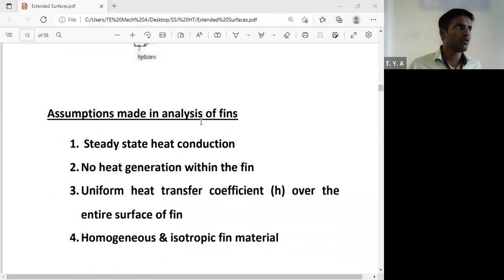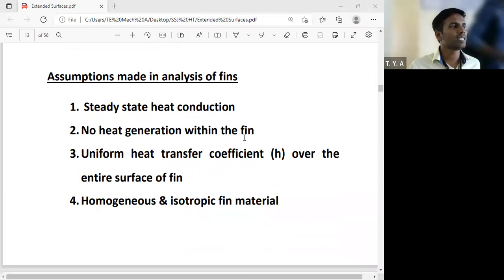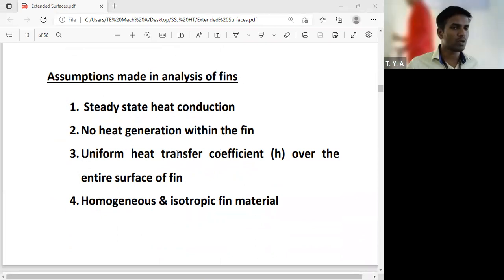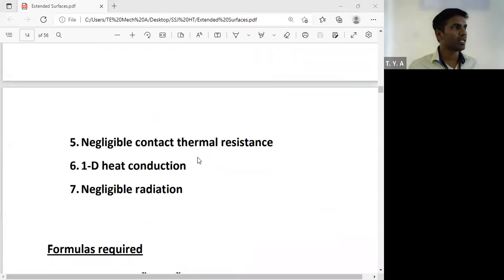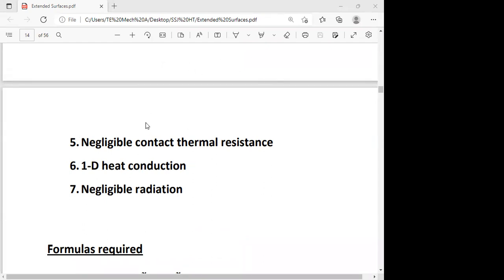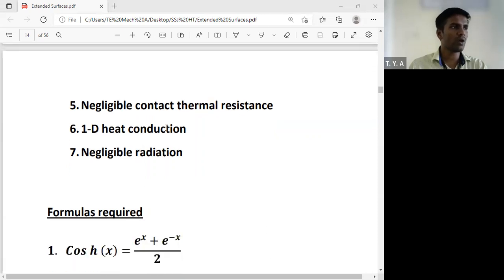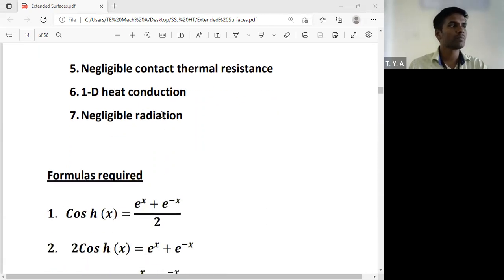After that we discussed the assumptions made in the analysis of the fins. Whatever fin it is, we have to do the analysis on that fin, so we have to consider some assumptions. What are these assumptions? Steady state heat conduction, no heat generation within the fin, uniform heat transfer coefficient, homogeneous and isotropic fin material, negligible contact thermal resistance, one-dimensional heat conduction, and neglecting the radiation. We assume these conditions, and on that basis we analyzed that particular fin.